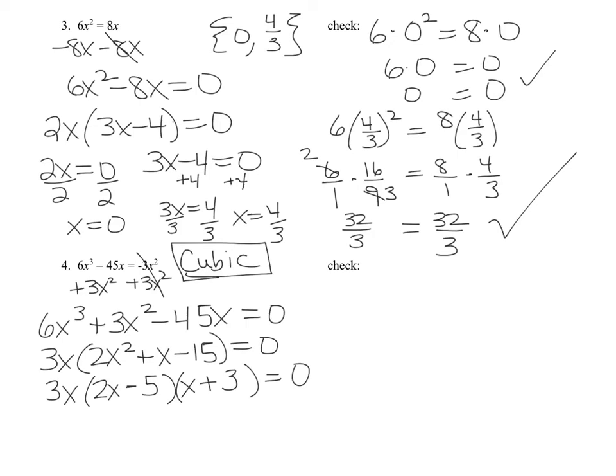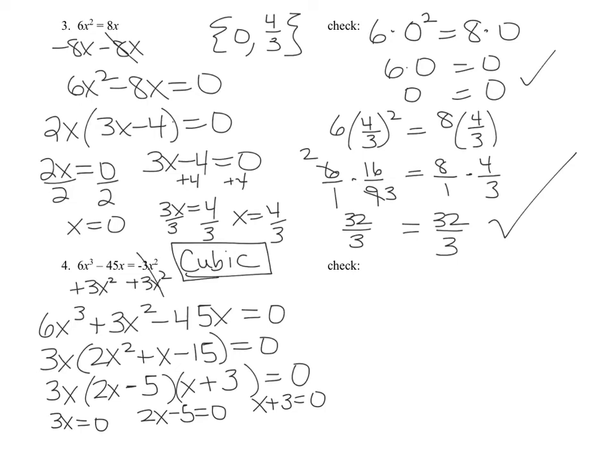Okay? Now, don't forget, we're actually trying to solve the equation. So we have to now set every factor equal to 0. And in this case, because it's cubic, I actually have 3 factors. So I'm going to set 3x equal to 0 and solve that equation. I'm going to set 2x minus 5 equal to 0 and solve that equation. And I'm going to set x plus 3 equal to 0 and solve that equation.